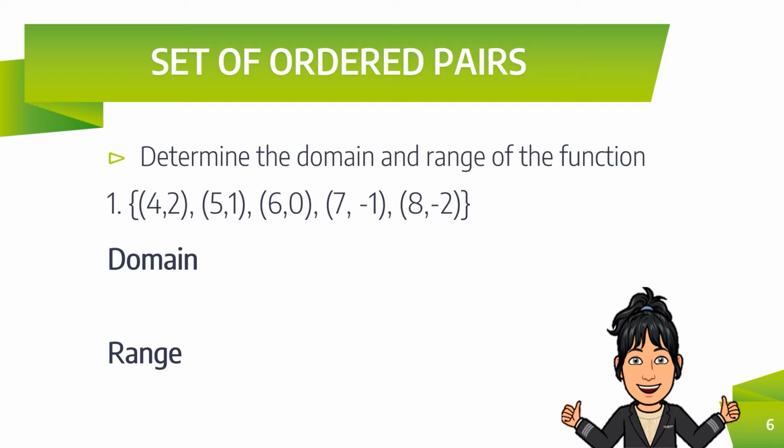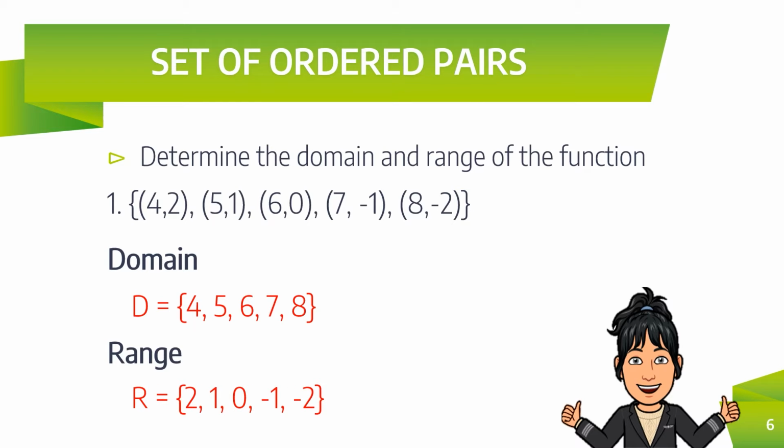Determine the domain and range of this given set of ordered pairs: (4, 2), (5, 1), (6, 0), (7, -1), and (8, -2). To identify the domain, you have to look for the x-coordinate or the abscissa, and that is the set of 4, 5, 6, 7, and 8. And for the range, we have to look for the y-coordinate or the ordinate, and that is the set of 2, 1, 0, -1, and -2.